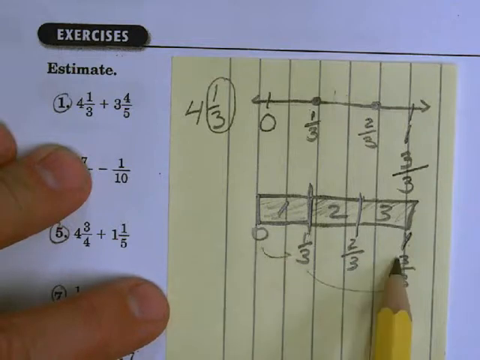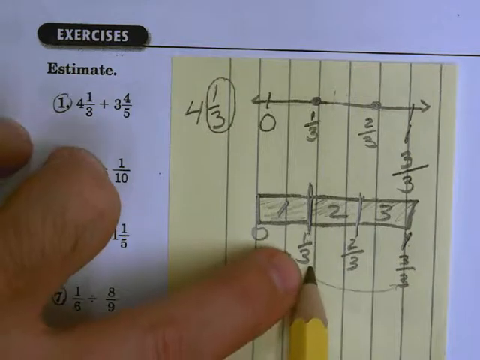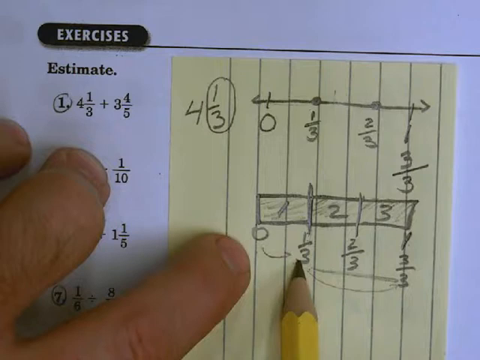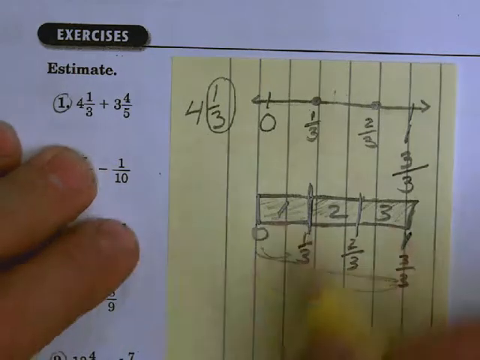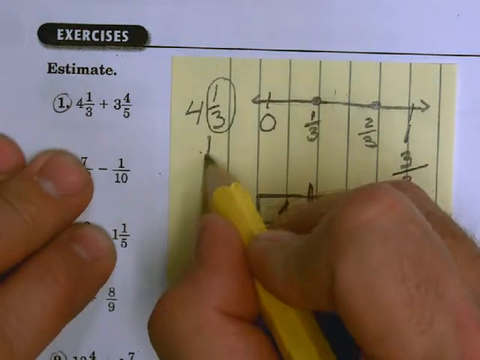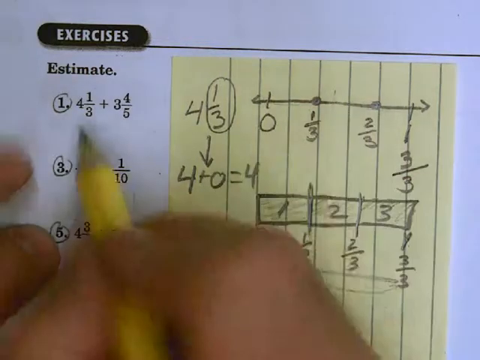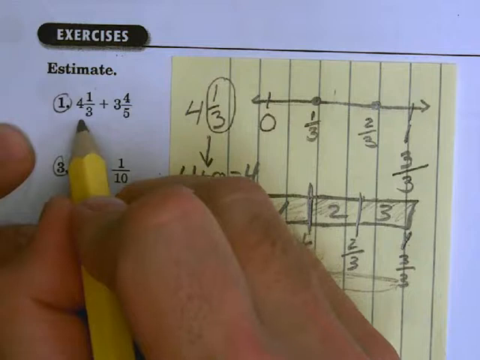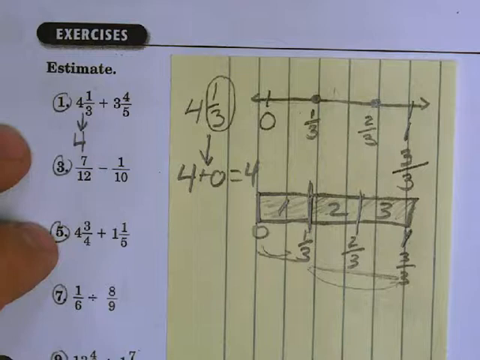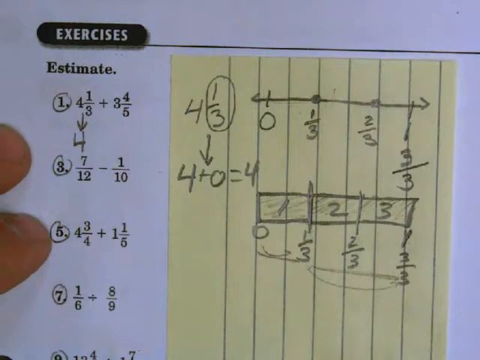This 1/3, what I'm pointing to, look at how far it is from here to here. And then look how far it is from here to here. It's closer to 0. So, 4 and 1/3 rounds or estimates to 4 and 0, right? So 4 plus 0 equals 4. So if we go back to your original homework, 4 1/3 rounds to 4, doesn't it? Now you got to do the same thing, guys, with 3 and 4/5.